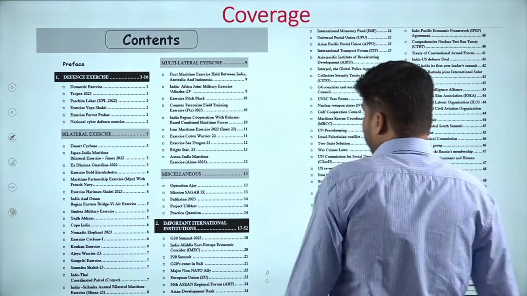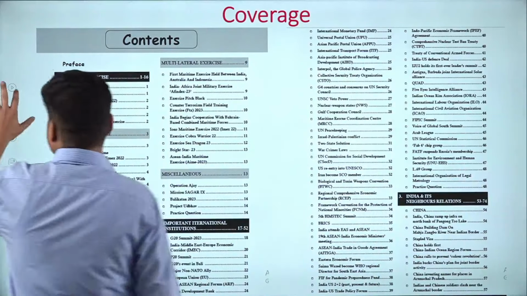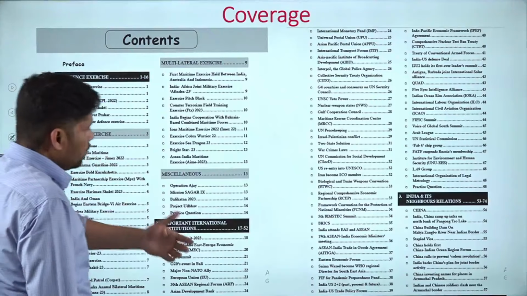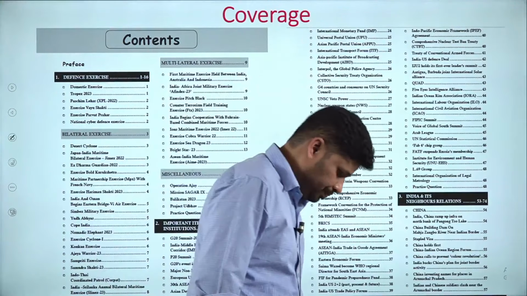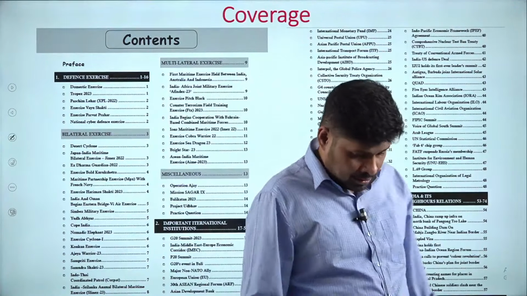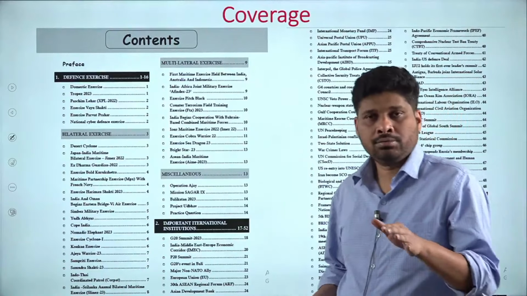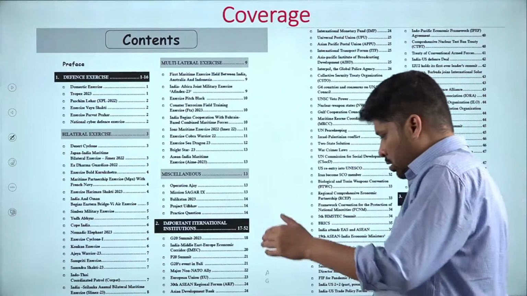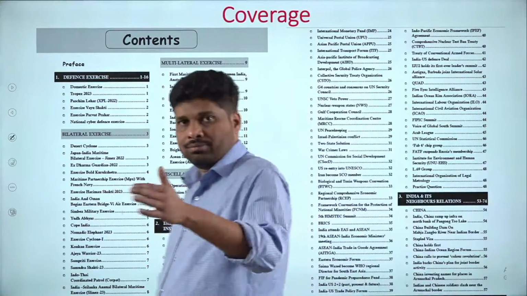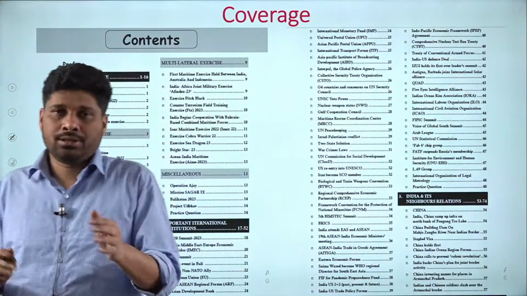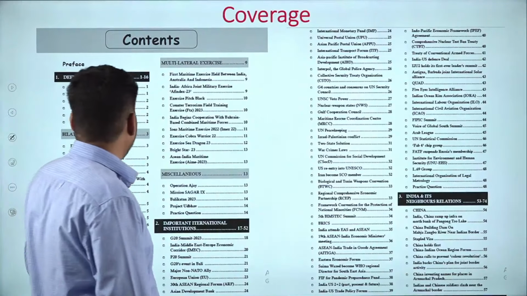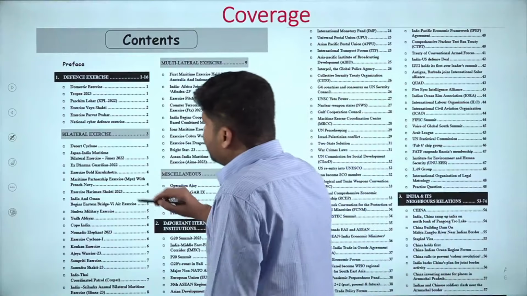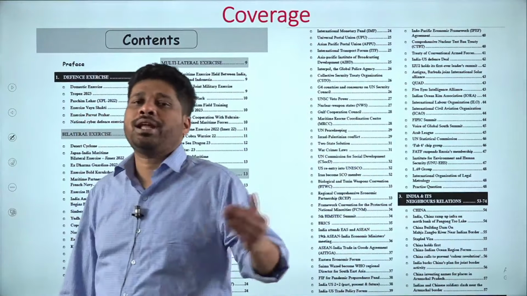If you look at the contents that are provided to you, the team of GS Core has categorized international relations into 4 different categories, 4 different spheres. First is with respect to defense exercises, military exercises. Now look, defense exercises or military exercises have not been asked in the past.